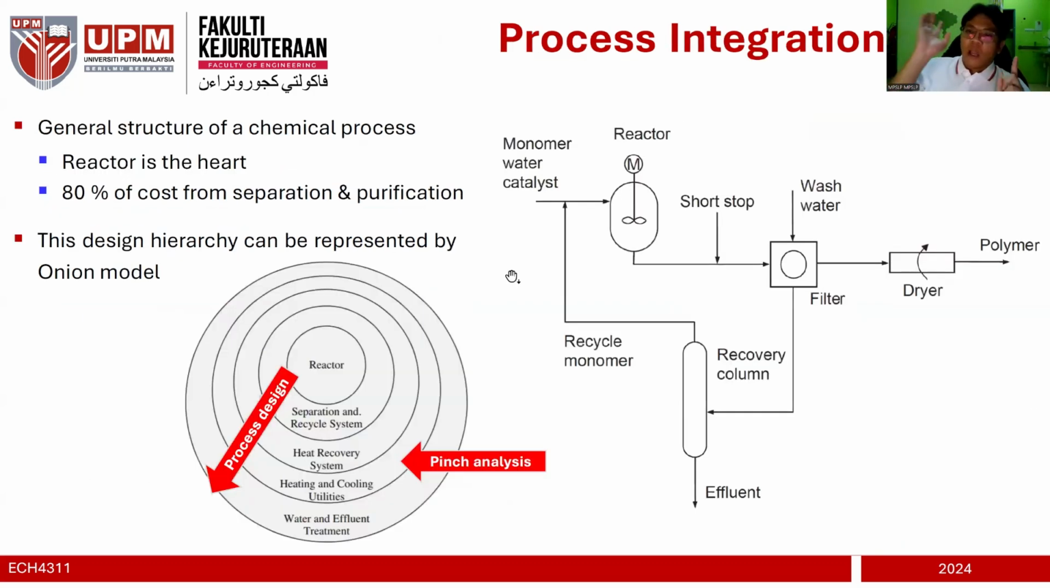Now, where is this class located in the whole, I would say, onion of process design? As you all know, when you want to transform raw material into a product, the reactor is the heart. If you don't have a reactor, then you can't convert. As simple as that. This becomes the core of the onion, right?